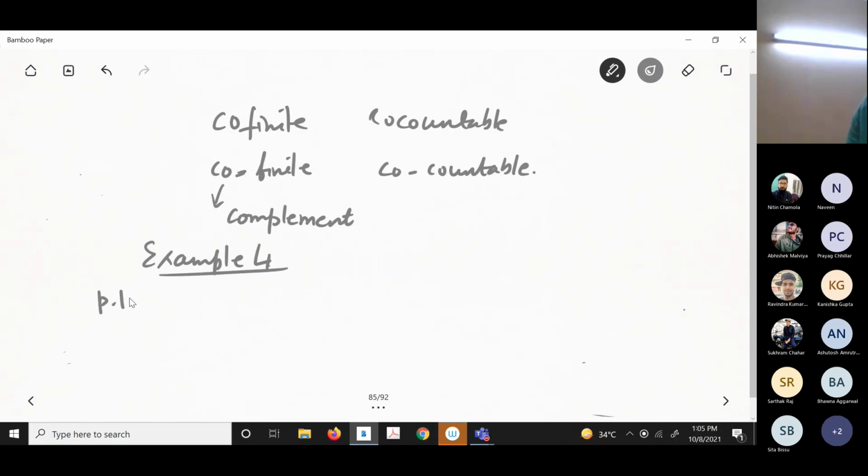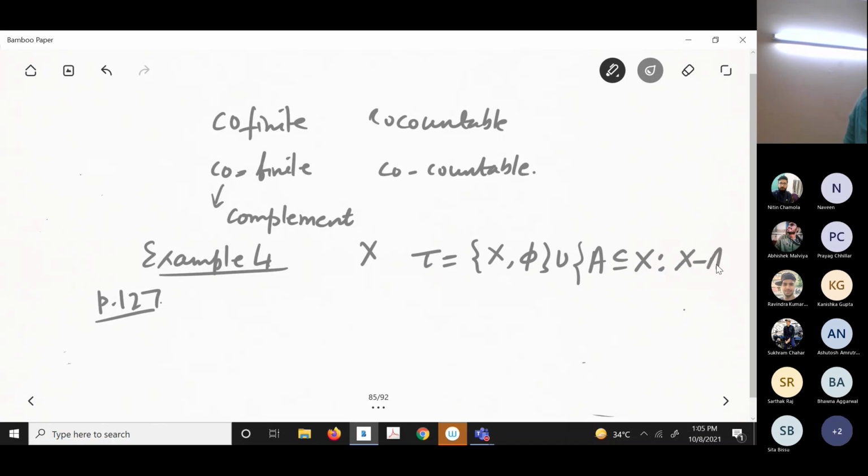Example 4, page 127 actually. Here you have a non-empty set. Of course, when you do topology, you always start with a non-empty set. You don't try to define a topology on the empty set; that doesn't make sense. Now tau, this is the minimum I require. You have a subset A of X such that its complement X minus A is finite. That's why the co stands for complement. Here I am defining open sets other than X and phi, taking that the complement is finite.